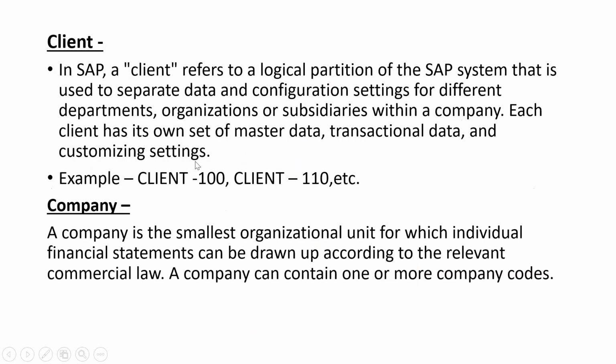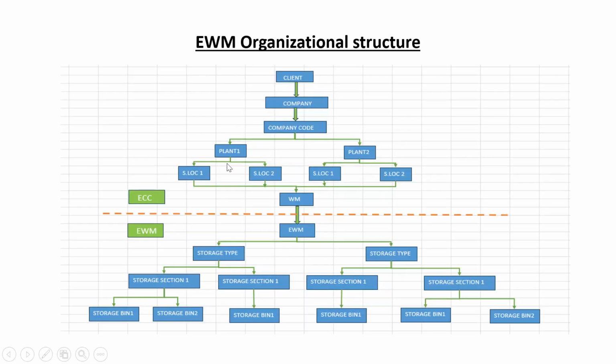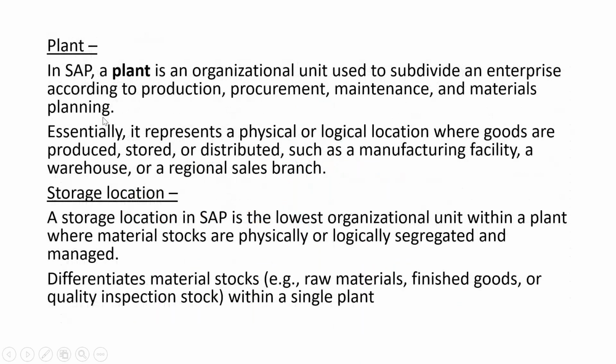And then the next organization element is plant. So plant comes under inventory management. A plant, SAP defines in the SAP system, plant is defined such a way that it is used to subdivide enterprise according to a production plant, or a procurement plant, or a maintenance plant, or materials managing plant, which comes under a warehouse also. So a plant is an organizational element which subdivides enterprise according to its operations.